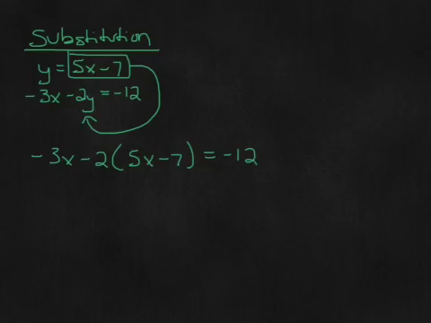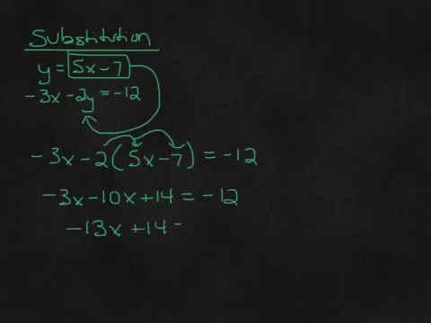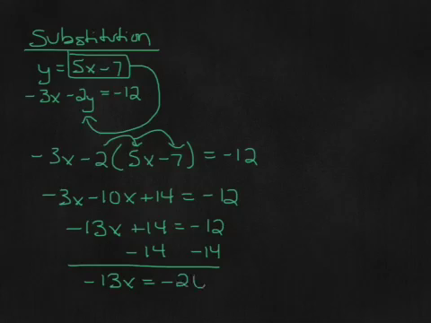Now it becomes solving the equation. Distribute. Combine the x's. And then solve. Divide both sides by negative 13. And x equals positive 2.